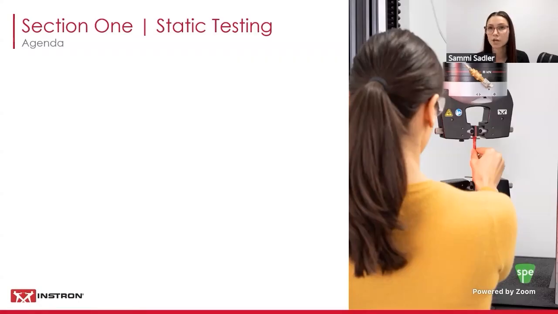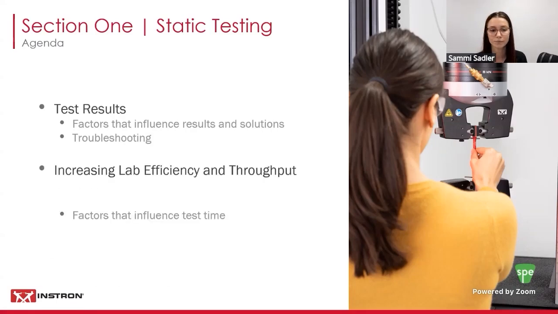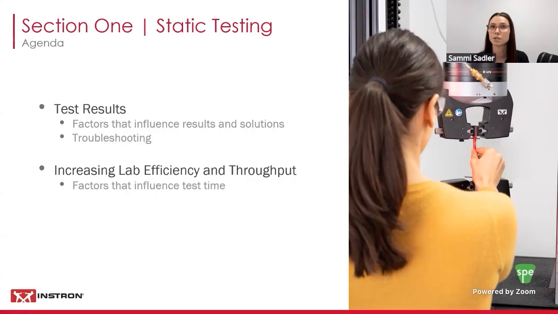If there are some returning guests, this is going to be very similar to what we covered in the previous year. These will include variability in testing results and what factors may be causing this variability, how to increase the throughput and efficiency in your lab while allowing you to test more specimens with greater repeatability, and then lastly, how to stay compliant with testing standards, including some common misinterpretations, as well as some key changes over the past few years.